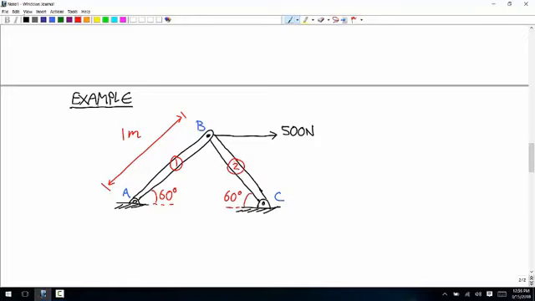And then I'm going to say that the mass of member 1 is equal to, what should we say, 10 kilograms. And that's also equal to the mass of member 2.